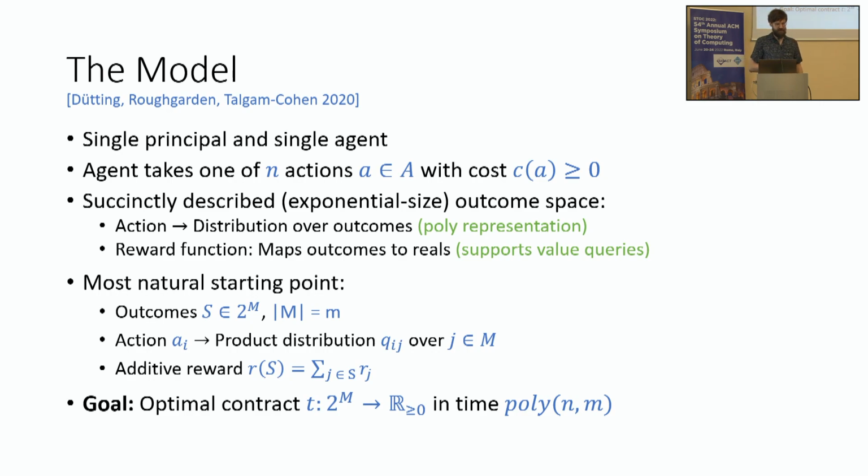And what we want to do in this case is find an optimal contract. So as before, a mapping from outcomes to non-negative transfers, so a succinct polynomial representation of that, in time that's polynomial in the number of actions n and in the number of items m. Notice that this is logarithmic in the outcome space. And in this concrete setting, just from LP considerations, it follows that there is such a succinct description. So how can we find it?